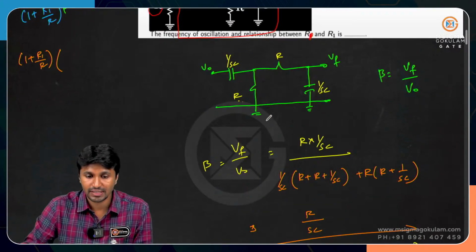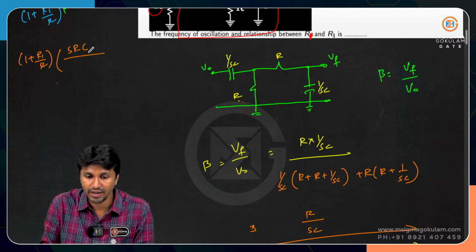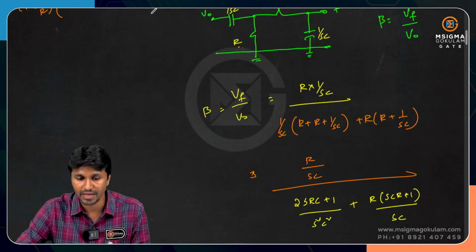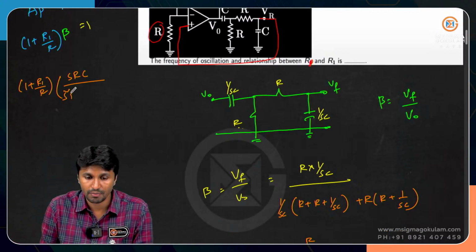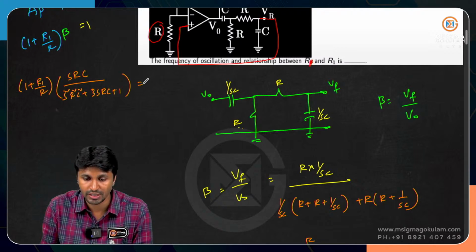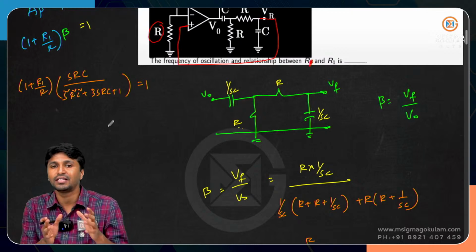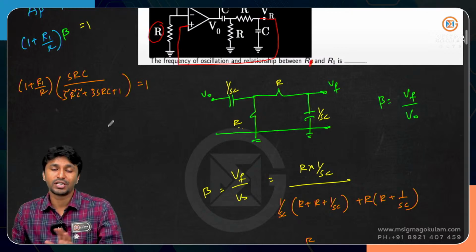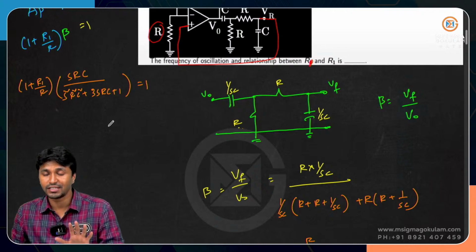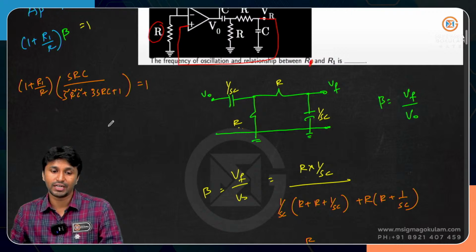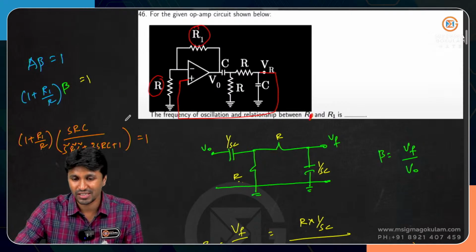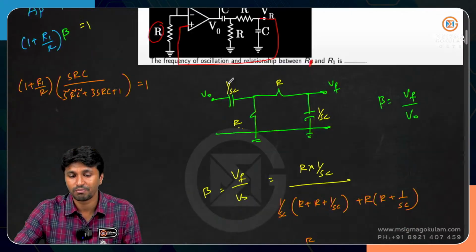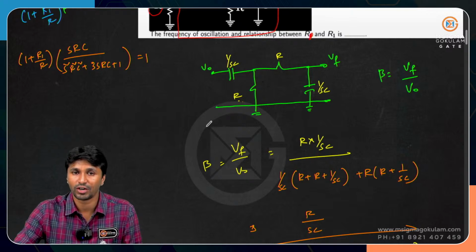So 1 plus R1 by R into SRC divided by S square R square C square plus 3 SRC plus 1 is equal to 1. This is exactly the way we analyzed the Wien bridge oscillator in the class. This is exactly a similar method. This is the easiest way to analyze an oscillator. This is not a Wien bridge oscillator, but the performance is similar to that of a Wien bridge oscillator.